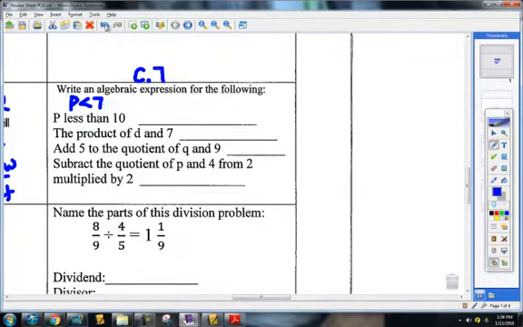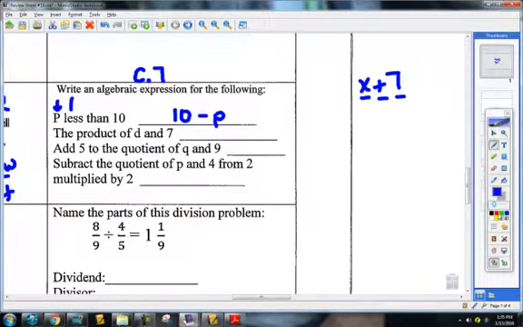We're writing algebraic expressions. If you don't remember what an algebraic expression is, it is something like x plus 7. An algebraic expression has variables, numbers, and an operation or operations. If we ever put an equal sign on there, then it becomes an equation. So an expression does not have an equal sign. If we're saying p less than 10, we're saying this is an unknown number less than 10, so this is going to be 10 minus p.